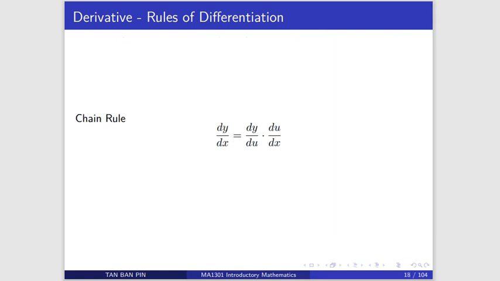Next, we have the chain rule. The chain rule tells you that to find dy/dx, you find dy/du, then multiply by du/dx. One example is y equal to sine of x cubed. So we can let u be x cubed.